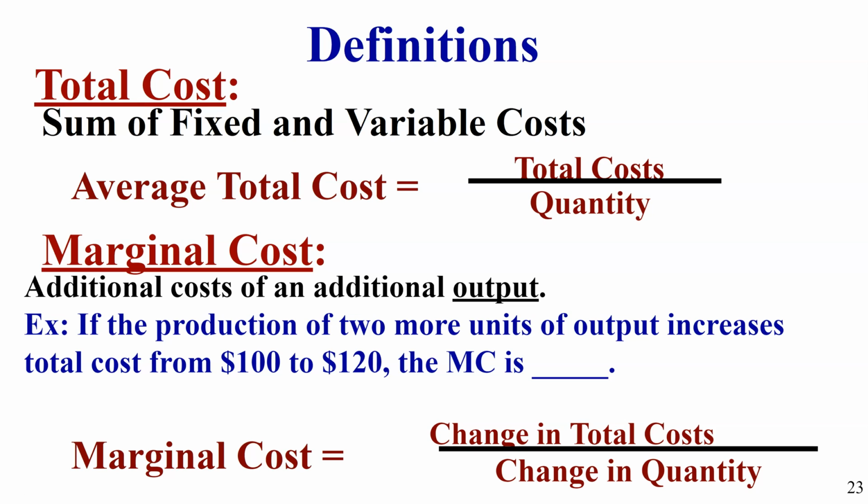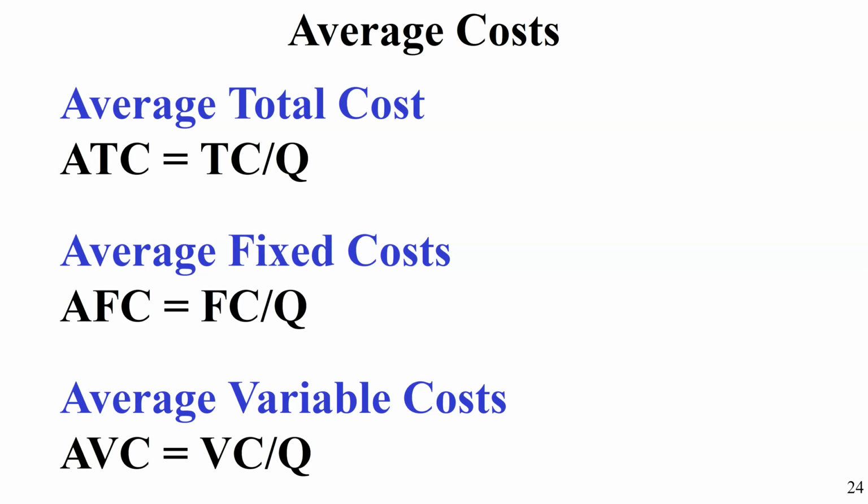So in this case, if the production of 2 more units of an output increases total cost from $100 to $120, these are 2 units we're talking about. So we're going to divide that change, which is $20, by 2. That's going to give us a marginal cost of $10. And again, all we did was subtract 100 from 120 to give us $20. And we know that the production is 2 more units, so we're dividing it by 2. So 20 divided by 2 is $10, and that's how we got the marginal cost of an additional output, or these 2 additional units that were created.